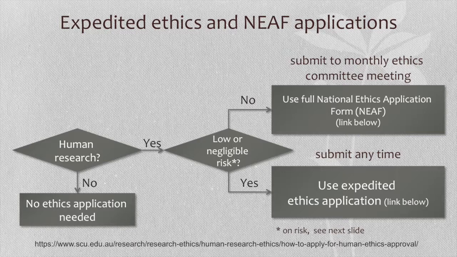So, you're doing human research, yes or no? If you're not doing human research, you don't need to do an ethics application. So that's how you're going to involve people in your research, if they're directly involved in your research, through all those ways we talked about earlier. If it's yes, the next question is, is it low or negligible risk? If it's low or negligible risk, then you're going to use the expedited process. If it's not low or negligible risk, then you're going to need to do a full ethics application using the NEAF. So, National Ethics Application Form, I've got it on the slide, I should have just read it.